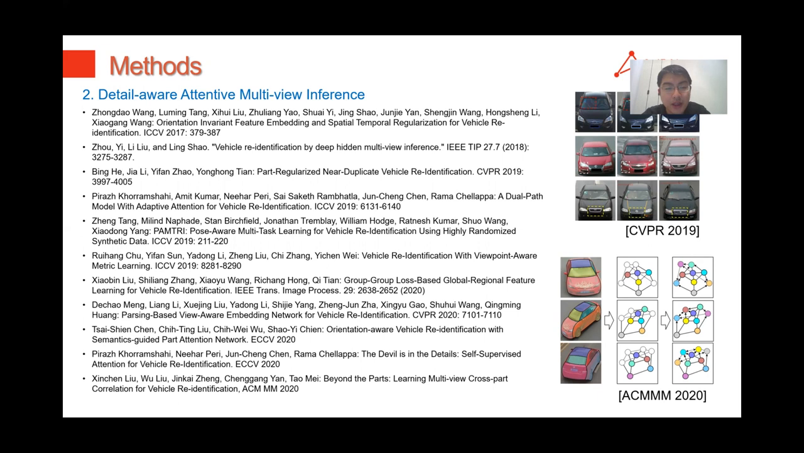This brings ambiguity for the alignment of vehicle parts during the matching of part features. Therefore, many methods propose the detail-aware alternative multi-view inference method for vehicle identification. These methods can be further classified into multi-view inference-based method, global and local path-based method, keypoints-based method, pairing-based method, and segmentation-based method.